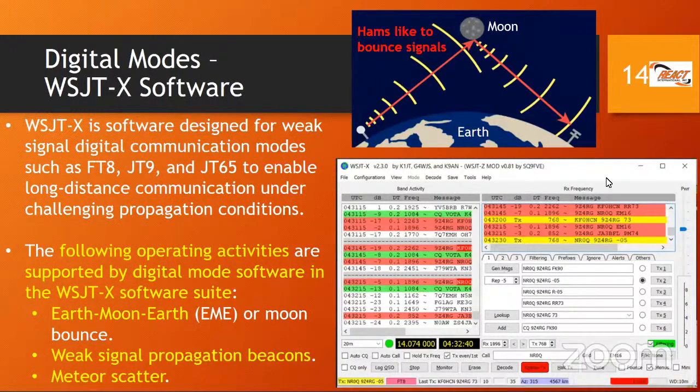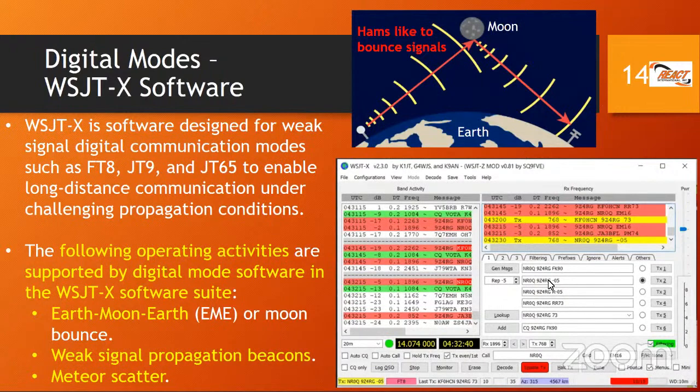And this software called WSJTX, we can use this on a mode such as FT8, and other modes, to send our signal to the moon and have it received. Now, of course, the moon is quite far, and therefore we may need a lot of transmit power to get there. And even if we use high transmit power, by the time it comes back down to Earth, the signal might be very weak. And that's the beauty of WSJTX software and the various modes.